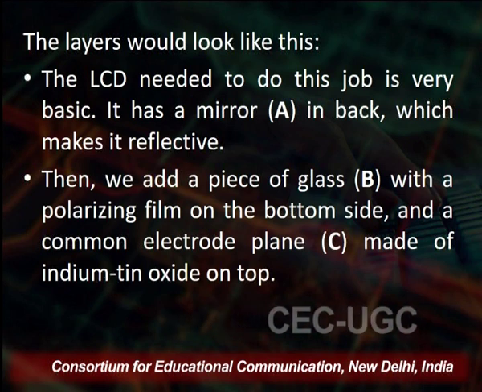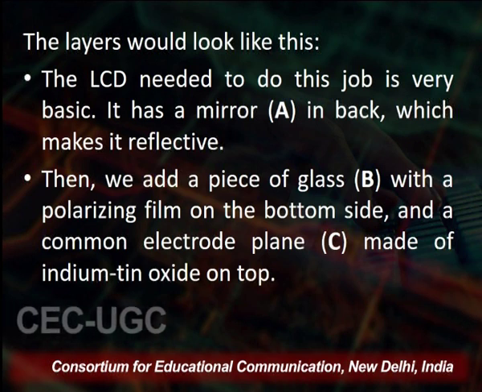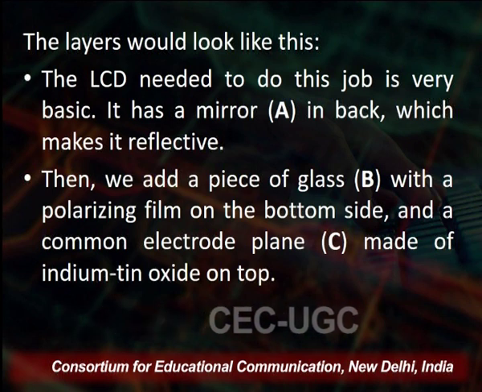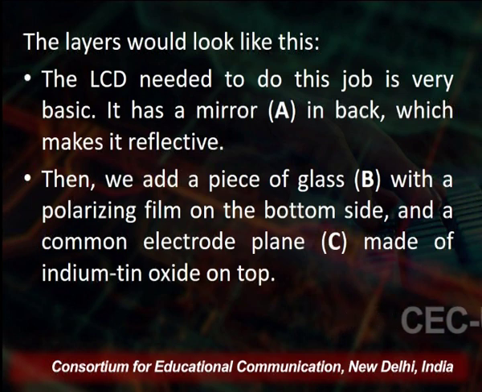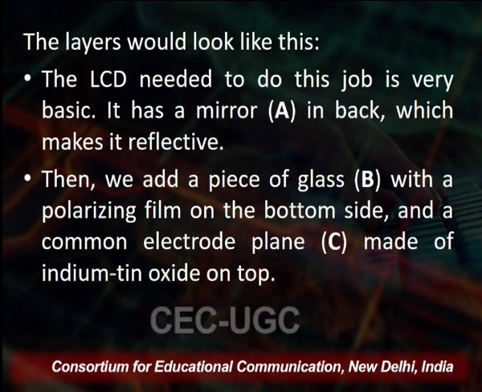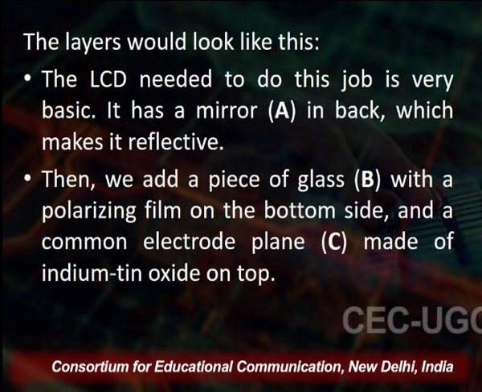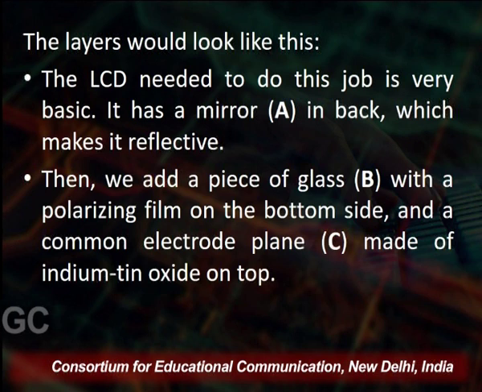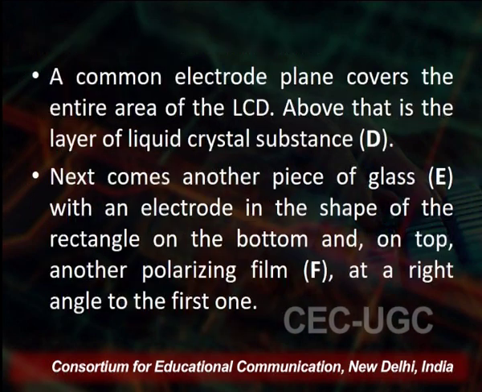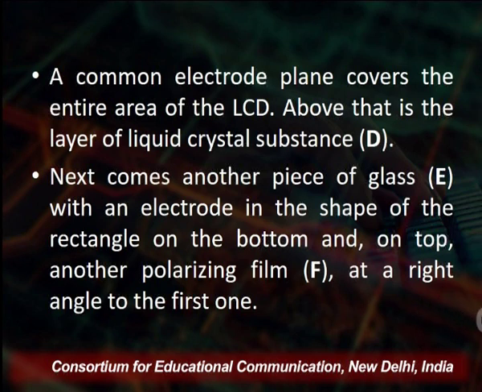We can see in the picture that it has a mirror, A, at the back to make it reflective. Then there is a glass, B, with a polarizing film on the bottom side and a common electrode plane, C, made of indium tin oxide on the top. So A, B, C: first is the mirror, second is the glass, and third is the electrode. The common electrode plane covers the entire area of the LCD, and above that is the layer of liquid crystal substance in between the negative and positive electrodes.